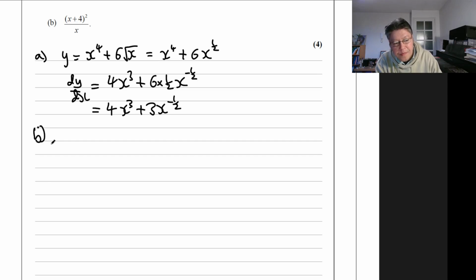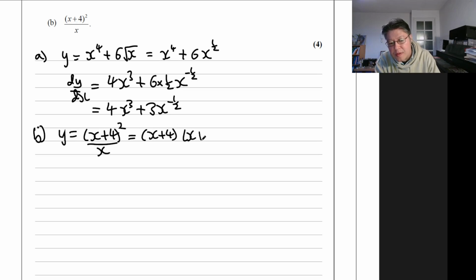Okay, part B, again we'll begin by writing y equals x plus 4 all squared over x, and we need to expand and simplify this first of all. So that's a double bracket, x plus 4, all over x. We'll expand the numerator. That's x squared plus 8x plus 16 all over x. And now we need to split this up and simplify.